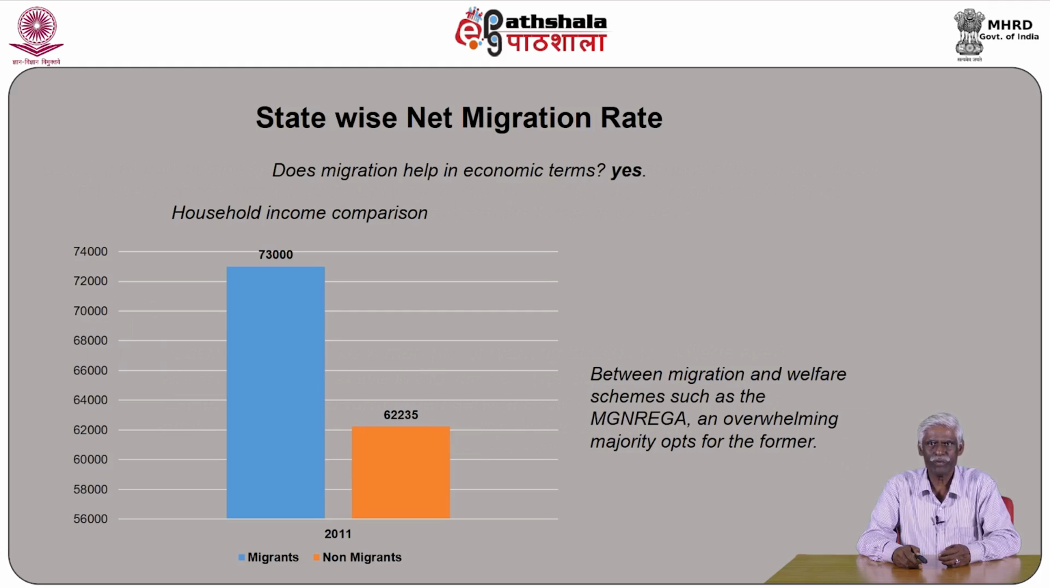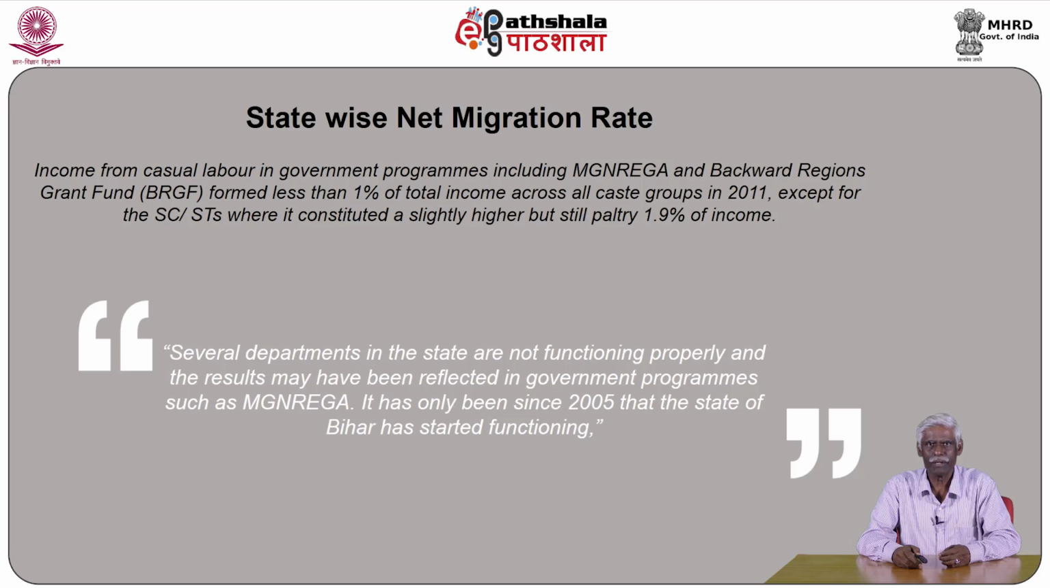Between migration and welfare schemes such as the Mahatma Gandhi National Rural Employment Guarantee Scheme, an overwhelming majority opts for the former. Income from casual labor in government programs, including MGNREGA and the Backward Regions Grant Fund, formed less than 1% of the total income across all caste groups in 2011, except for the scheduled castes and scheduled tribes, where it constituted a slightly higher but still paltry 1.9% of their income.